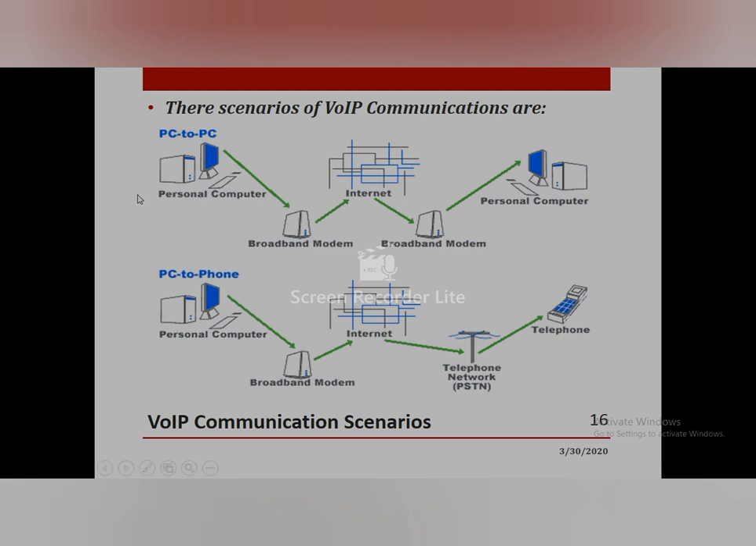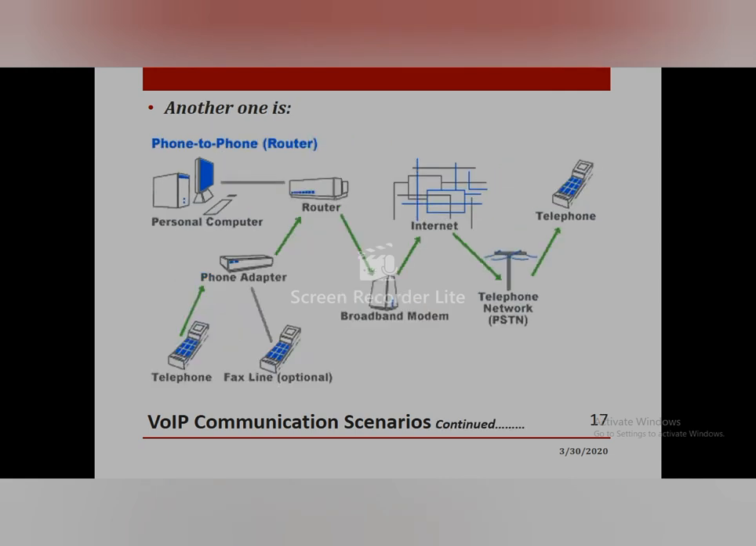If we use one PC to another PC, then we need a broadband internet connection for both PCs. But if we use PC to phone, then we need the PSTN network for the telephone line, and a broadband modem for the PC connection. That means if we connect PC to PC, we just need the broadband connection. But if we connect PC to phone, telephone or mobile phone, then we need a broadband internet connection and PSTN networks. And if we use phone to phone VoIP connections, we need some more accessories: routers, phone adapters, a broadband internet connection and PSTN networks.